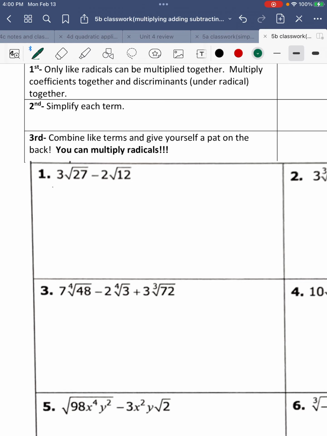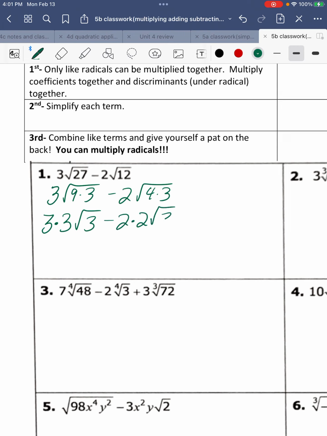So the first thing we're going to do is simplify with adding and subtracting. Square root of 27 is 9 and 3. Square root of 12 is 4 and 3. Square root of 9 is 3. Square root of 4 is 2. Now, we definitely want to talk about how I have a 3 times 3 is 9 on the outside. It's not always the same number, and 2 times 2 is 4 here. It just so happened to be that. So we have 9 square roots of 3, and we're subtracting 4 square roots of 3. When we do that, it's going to become 5 square roots of 3.